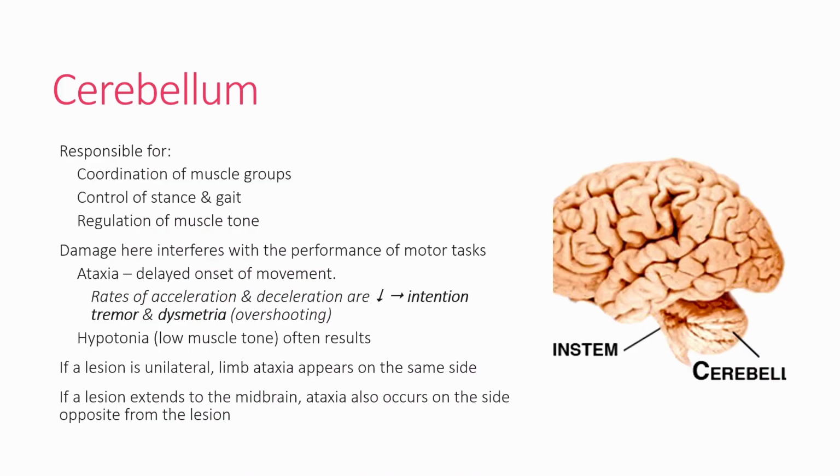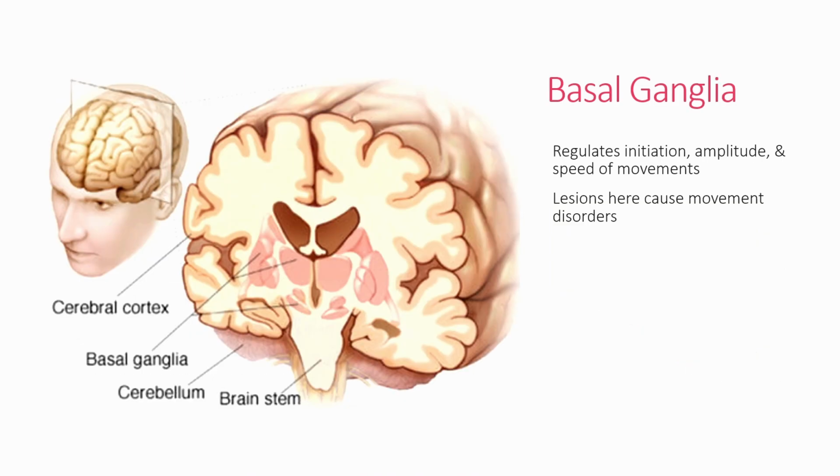If the lesion is unilateral, the limb ataxia appears on the same side. When we get to strokes and issues like that later on, it's very important to know what side of the body is affected, because we have to know what side of the brain innervates that and causes the problem. If the lesion extends to the midbrain, ataxia also occurs on the opposite side. So if it gets to the midbrain, it can affect both.